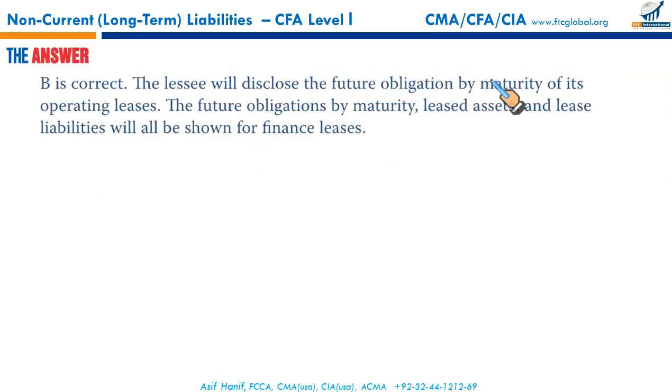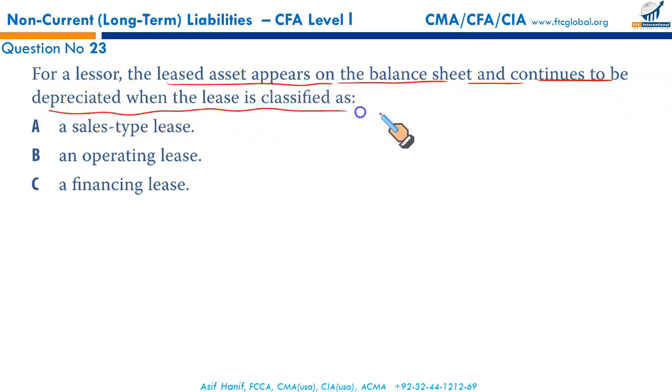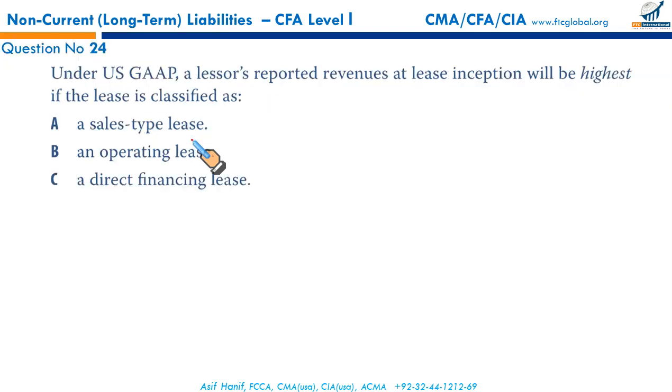So that makes B as per the old standard, and I've given you the correct treatment under the new one. For a lessor, the leased asset appears on the balance sheet and continues to be depreciated when the lease is classified as an operating lease. Under sale type lease and finance lease, it is removed from the balance sheet of the lessor, but under operating lease, it is considered as if it is rented out to the lessee. So that makes B the correct option.